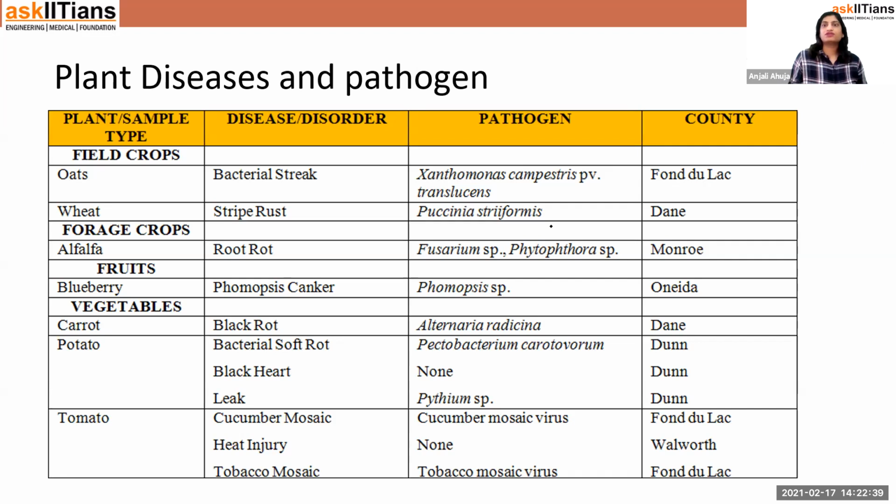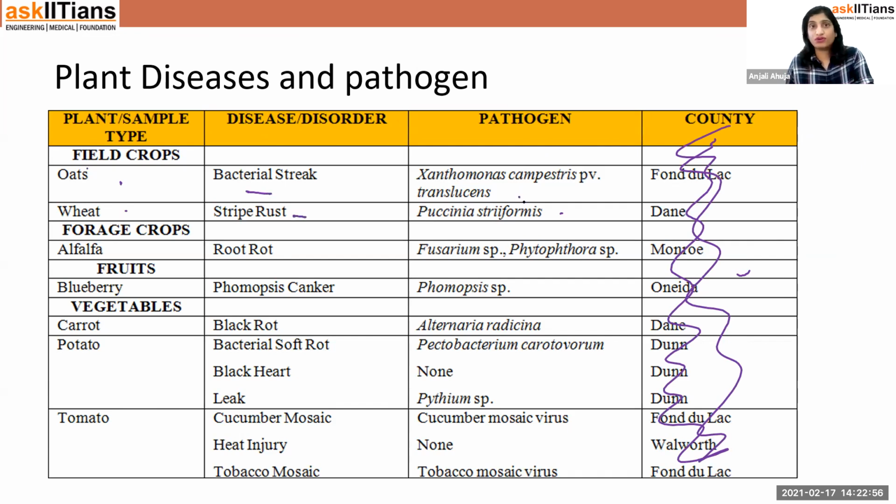Okay. So you don't have to remember this counting thing. Just remember that in field crops, oats and wheat can suffer from bacterial streak and stripe rust. The name of the pathogen is written if you want to learn it, but just remember it is caused by bacteria. If you want to remember, you can simply write Xanthomonas.